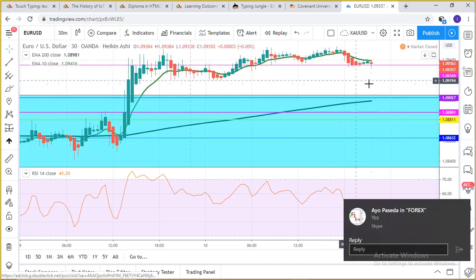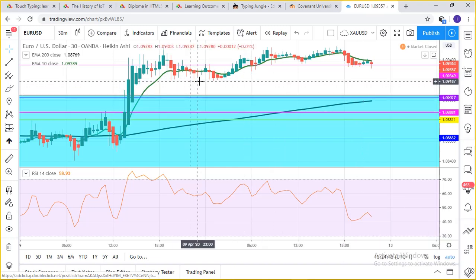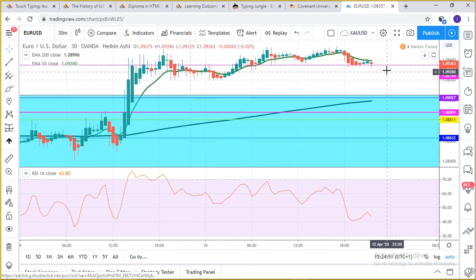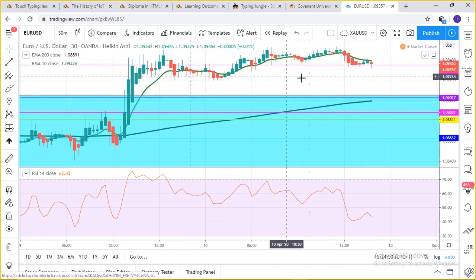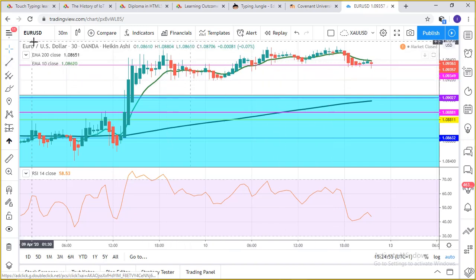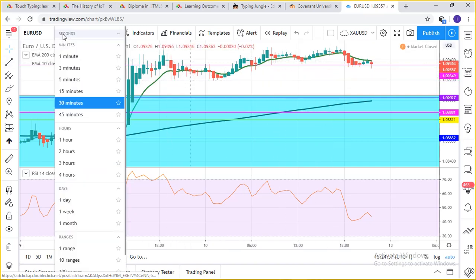So I don't think it will go. It can't come to this level. Do you understand? It can't come to this level. On the 30-hour candle, this is one level here. It won't come to this level before the price moves up on 30 minutes.